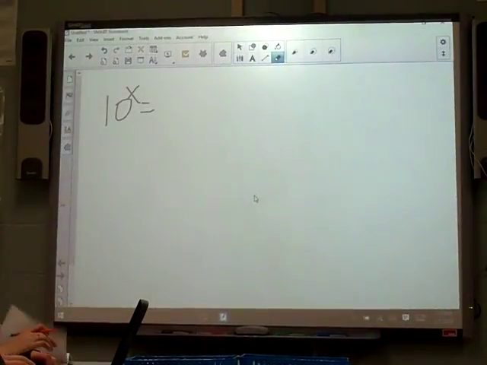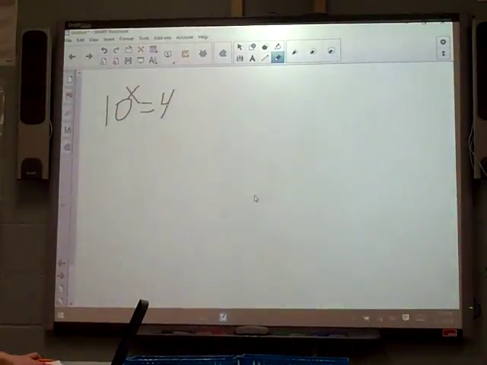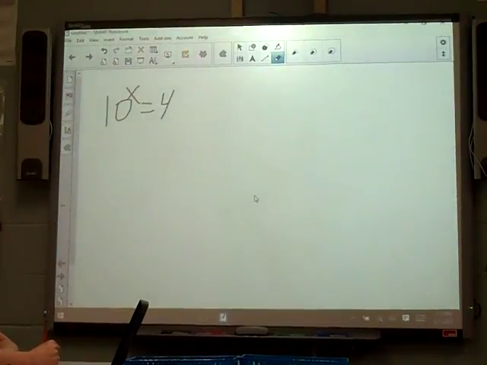So what we know here is that the correct answer for x has got to be smaller than 1. Because if I plug the 1 in for x, 10 to the first is 10. Well, 4 is smaller than 10, so x is going to have to be smaller than 1. So it's some kind of fraction or a decimal.